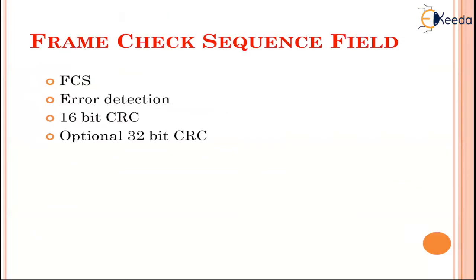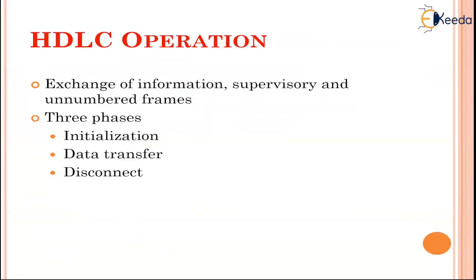Then FCS field, that is frame check sequence field. The frame check sequence field is an error detecting code calculated from the remaining bits of the frame. It may use 16-bit CRC or 32-bit CRC. Next is HDLC operation. The HDLC operation consists of exchange of I frames, S frames and U frames between the two stations.